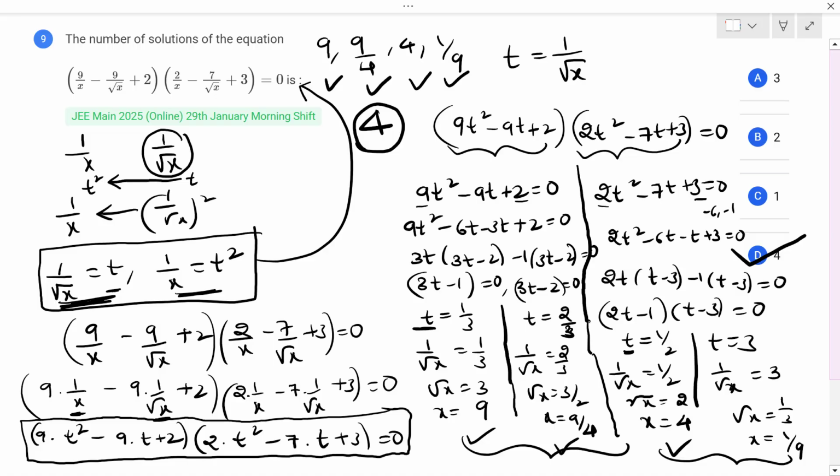What can we understand from this question is, when we see an equation like this, first of all, don't get nervous. Second, have a close observation of the question. Third, think of a substitution, look for repeating terms, and think of what you can substitute such that your life becomes easy. In this question, if I substitute 1 by root x as t, my life becomes easy because it becomes quadratic in quadratic. That is my idea. So always have an idea like that.